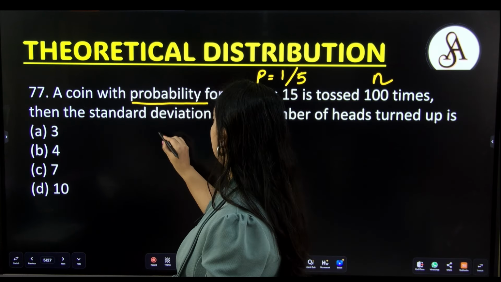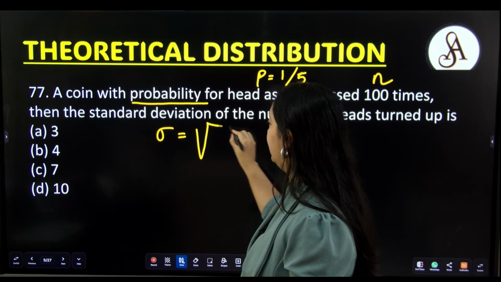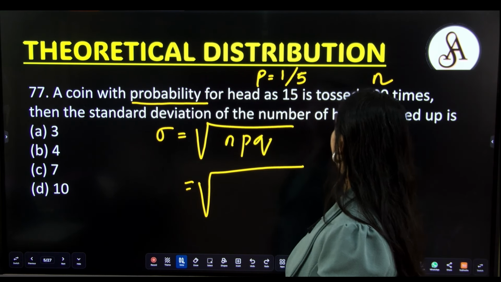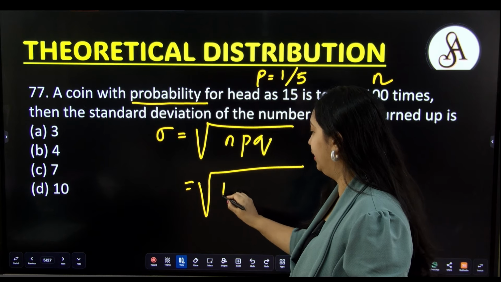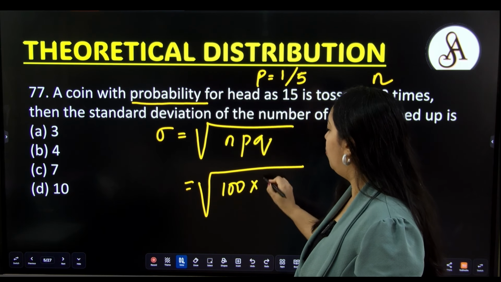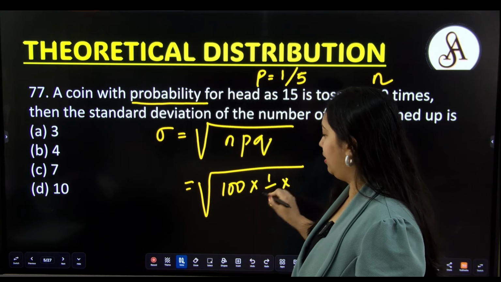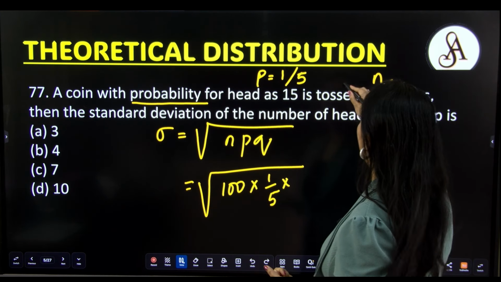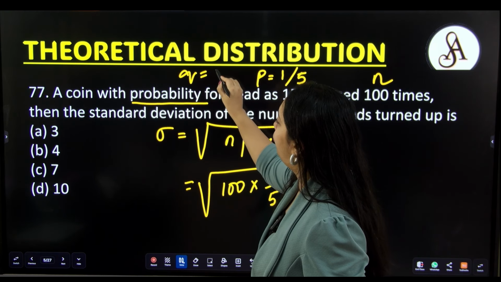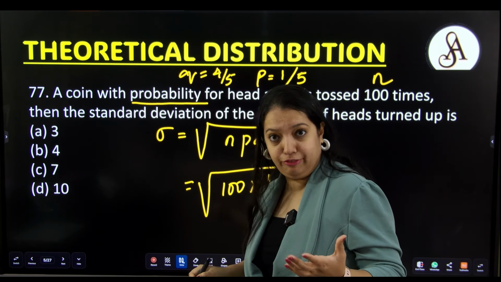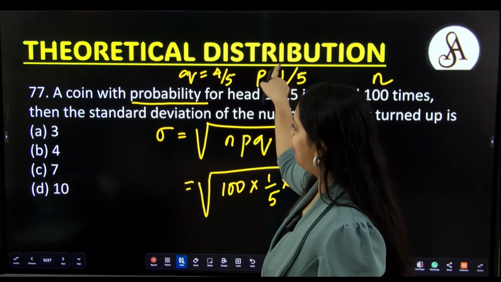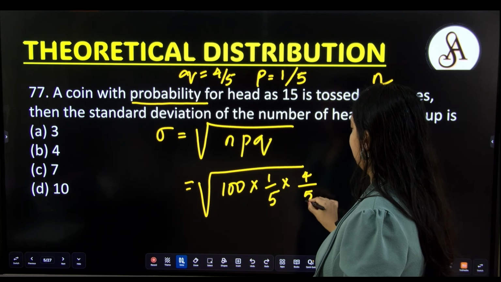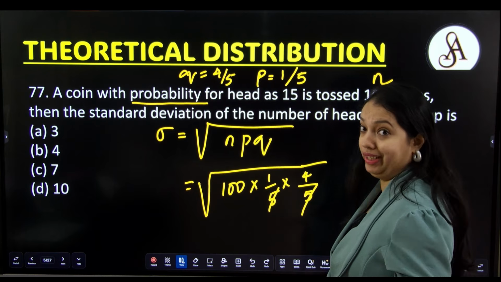For binomial distribution, standard deviation is given as square root of npq, which is equal to square root of n value. Coin is tossed for 100 times. p value 1 divided by 5. If p value is 1 divided by 5, what is q? Opposite of p. q value would become 4 divided by 5. Now, how did I get 4 divided by 5? It is 1 minus p. 1 minus 1 by 5, 4 by 5. Now, cancel this. 5 is 25.